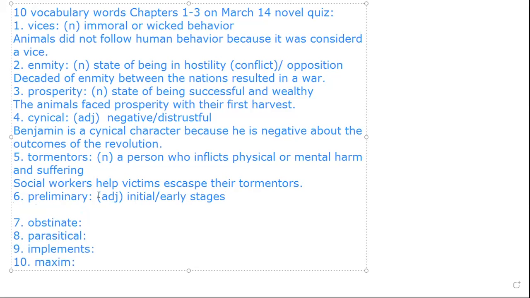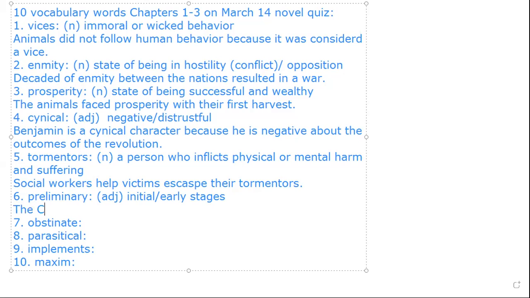Okay, just like the COVID vaccine. Before it is given to people, it was in a preliminary stage where it was first tested by many people and so on, before people could actually take it. So early stages. Now it's no longer in the preliminary stages because now people are actually taking it. It has moved on from the early stage to an actual phase. So preliminary again is initial or early stages.